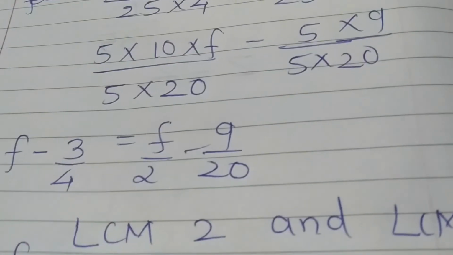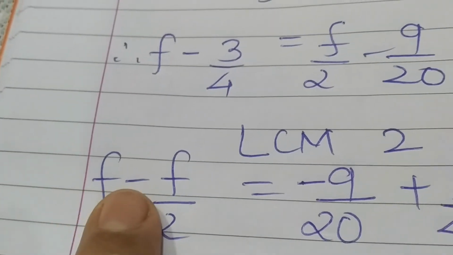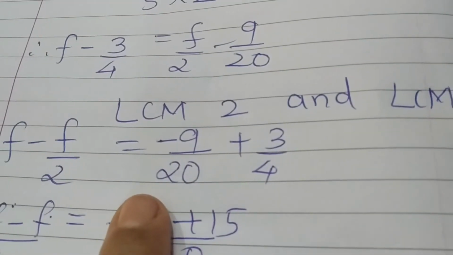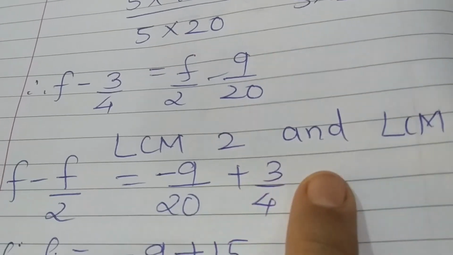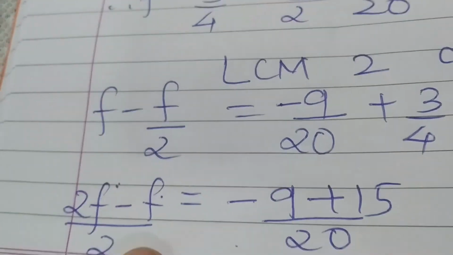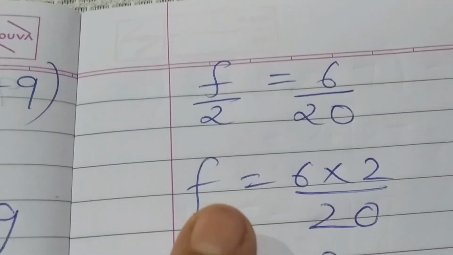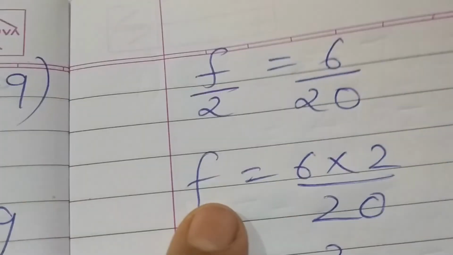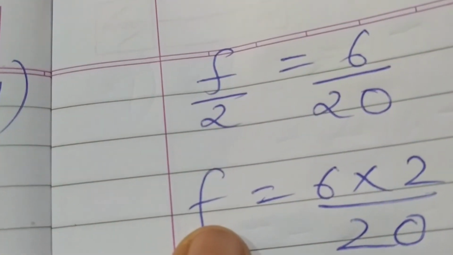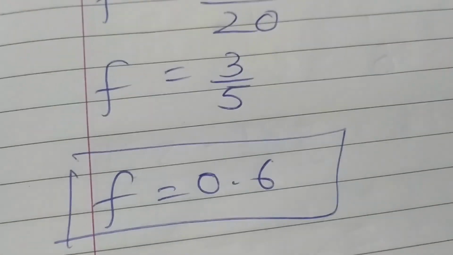LCM of 2 and 20. So we get f minus f upon 2 is equal to minus 9 upon 20 plus 3 upon 4. LCM is 2. 2f minus f upon 2 is equal to minus 9 plus 15 upon 20. f upon 2 is equal to 6 upon 20. So we get f is equal to 6 into 2, 2 will go up, upon 20. So f is equal to 3 upon 5. And the answer is f is equal to 0.6. If you divide, you will get 0.6.